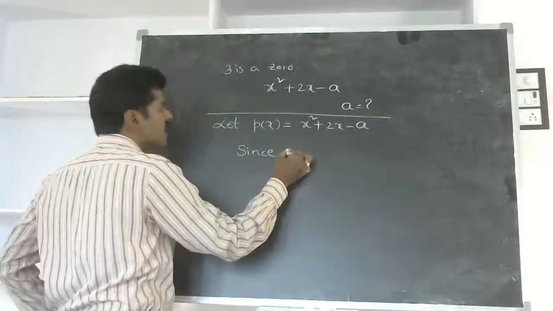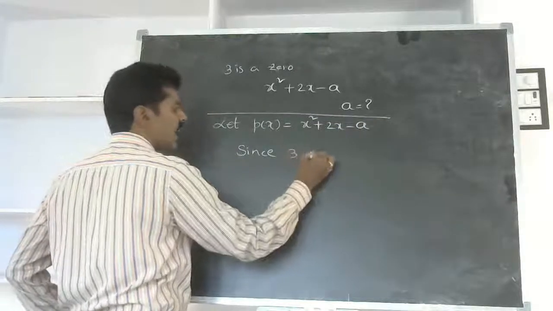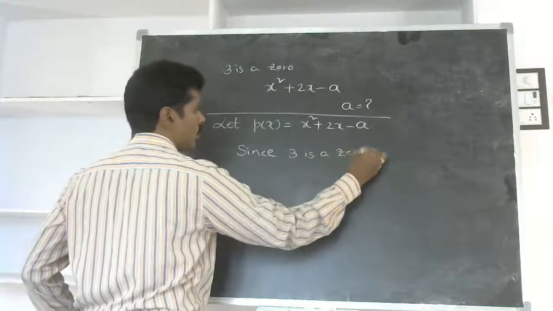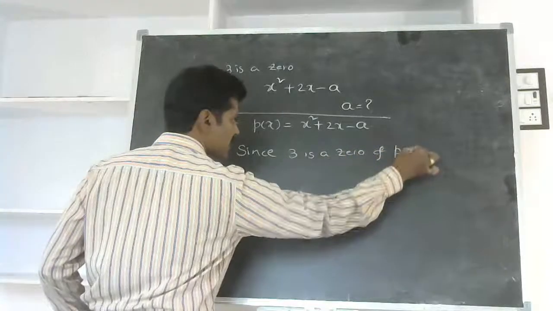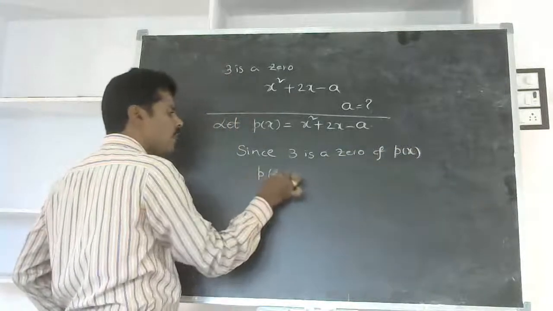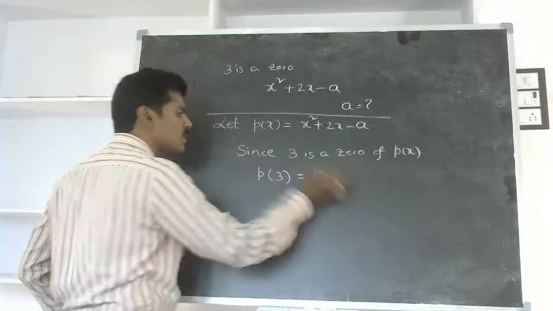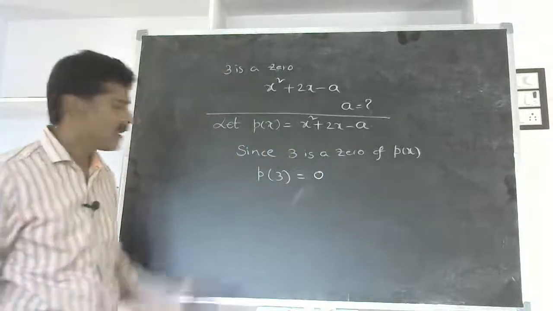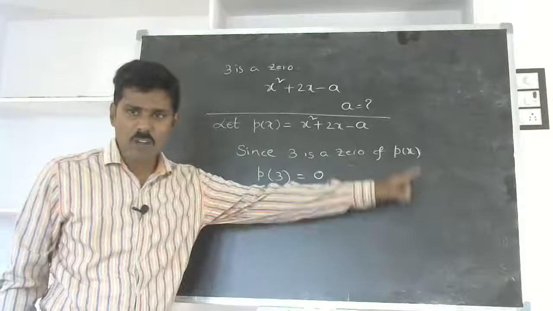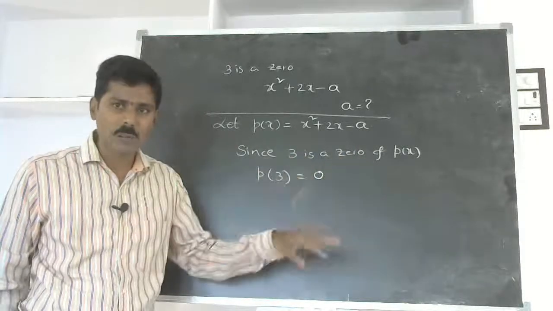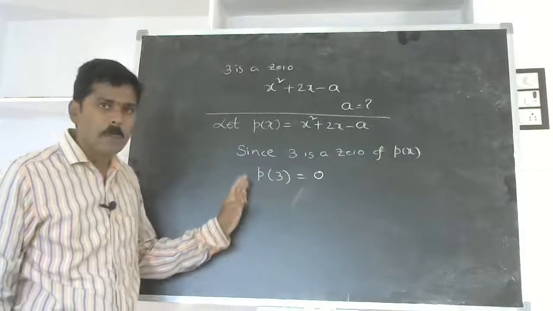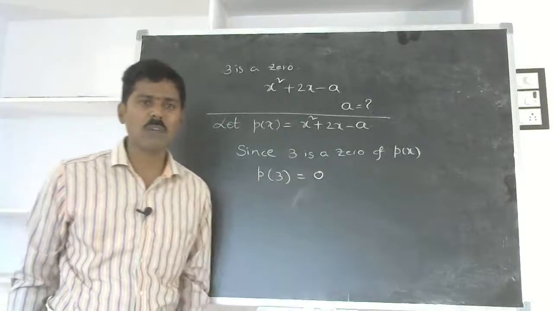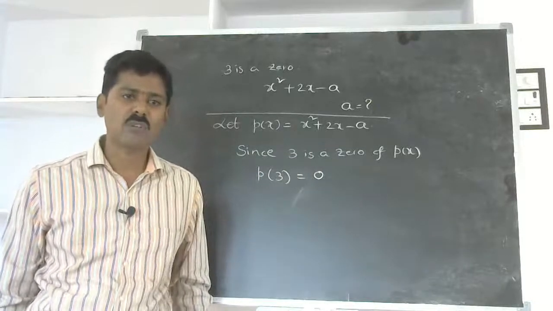Since 3 is a 0 of p of x, then I have to write p of 3 is equal to 0. This step you have to remember. Since 3 is a 0 of p of x, immediately I have to remember p of 3 is equal to 0. I have to keep p of 3 as equal to 0.